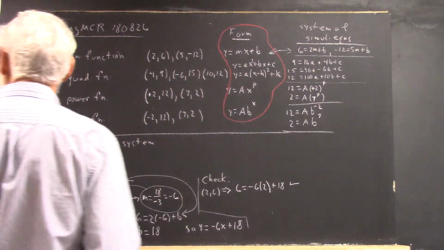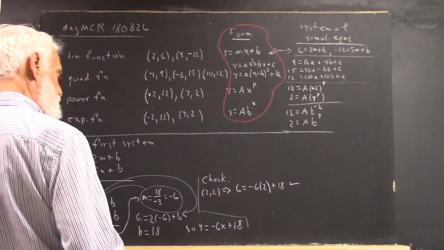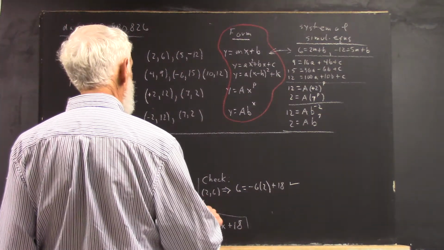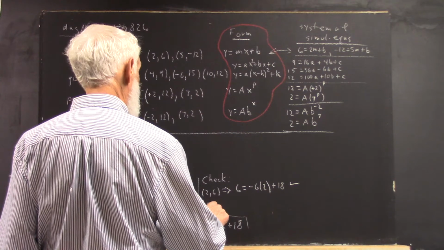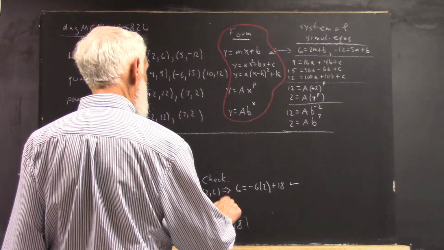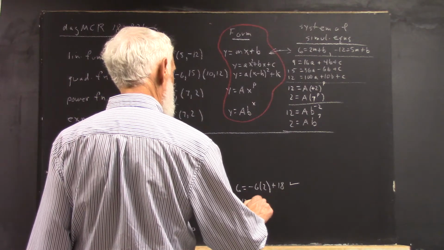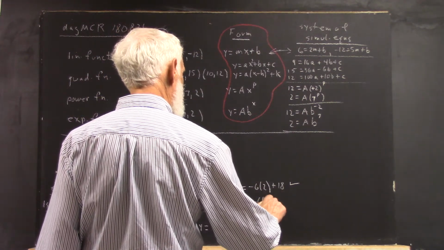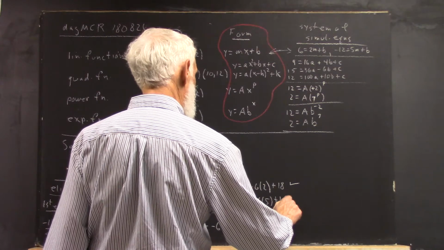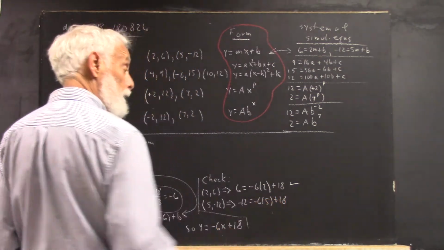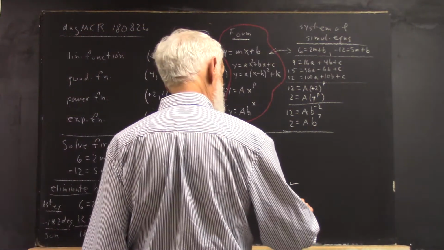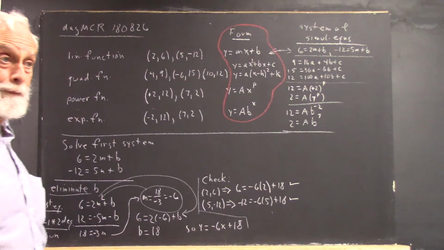Okay? Then we have the point 5, negative 12, which would imply that negative 12 equals negative 6 times 5 plus 18. Well, that's negative 30. Negative 30 plus 18 is negative 12. That checks. Right?